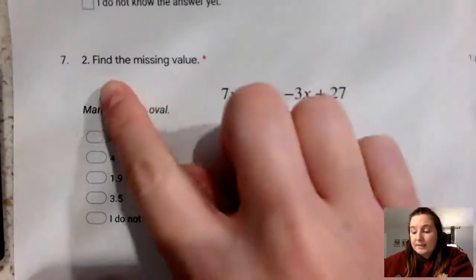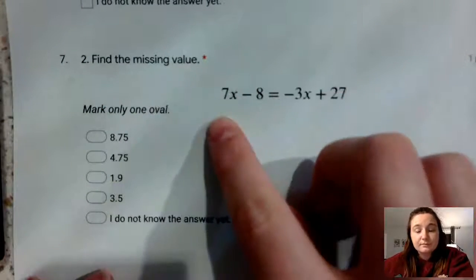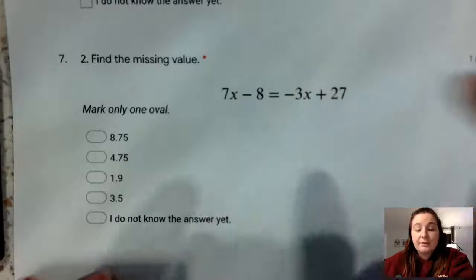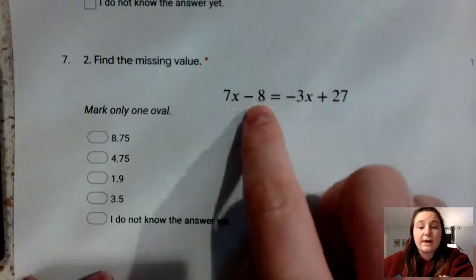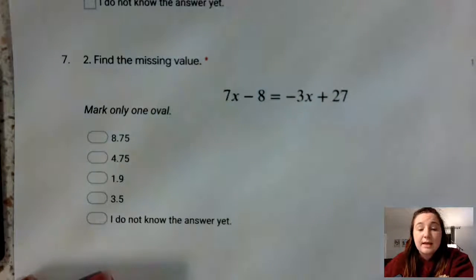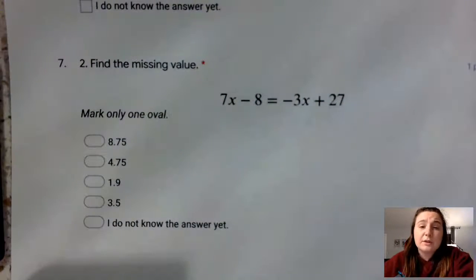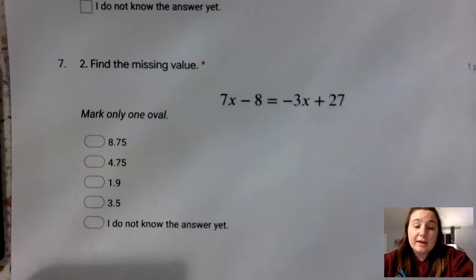For the second problem, it says find the missing value, and we have this equation. And the first thing that I noticed is that I have variables on both sides, and I also have constants on both sides. And so, although this one looks confusing, we can actually start wherever we want, and it's a good place to start. So you can start with anything.